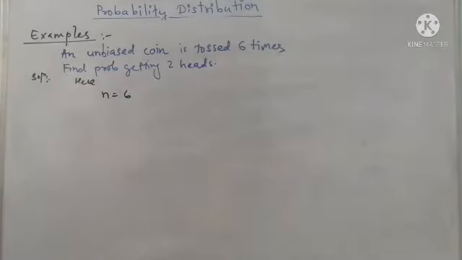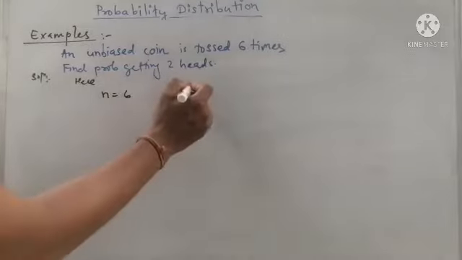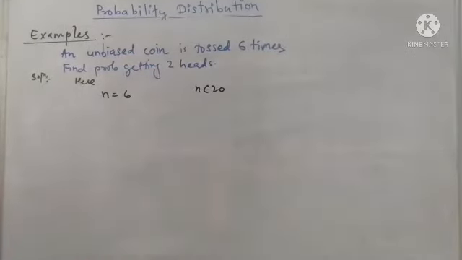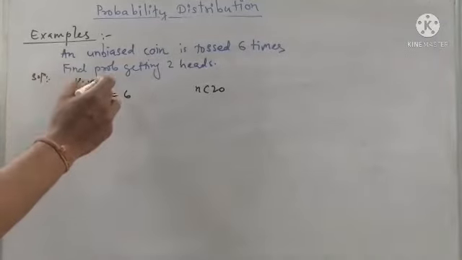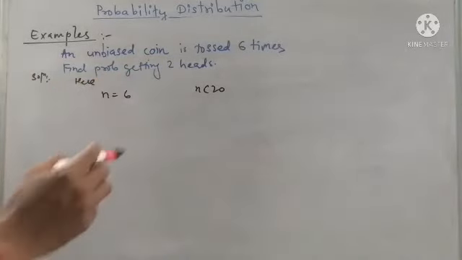This is a very small number of trials. We use the binomial distribution if the number of trials is small, actually less than 20. Otherwise we use the next probability distribution, which is called the Poisson distribution. Now n is equal to 6, so we have to use the binomial distribution to evaluate the probability of r successes out of the given 6 trials. By reading this example, we understand we have to find the probability of getting 2 heads.